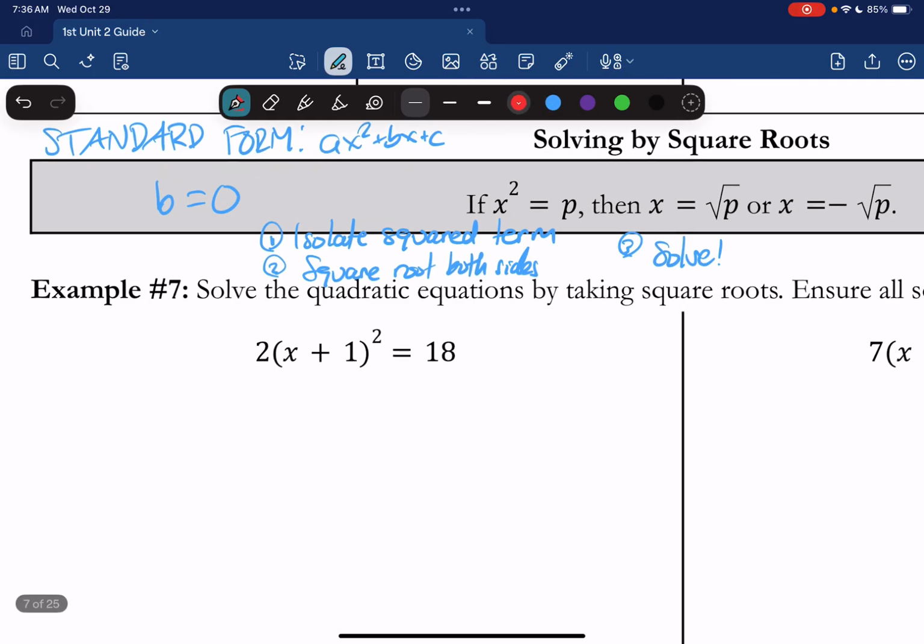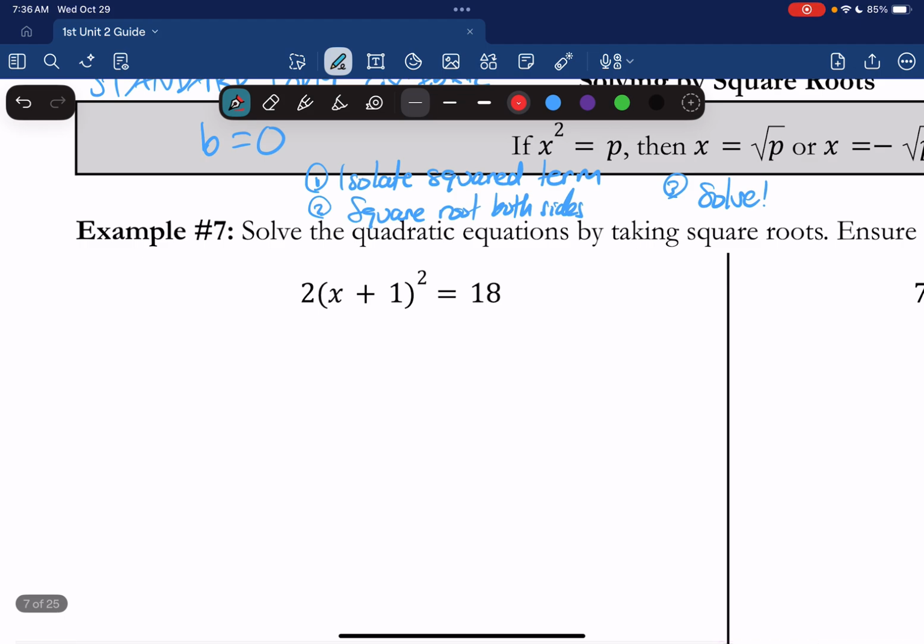So with my first one, I got 2 times x plus 1 squared is equal to 18. So the first thing I need to do is divide by 2 to get that squared term alone. Because again, what I am trying to do is get this term alone. So when I start, I divide by 2. This gets me x plus 1 squared is equal to 9.